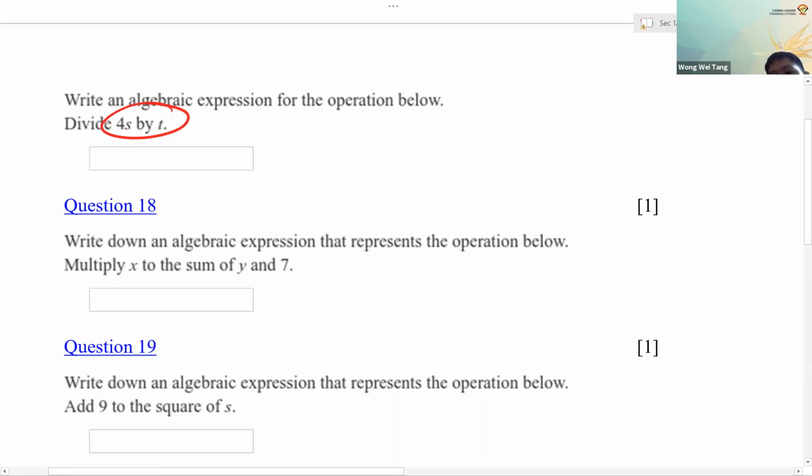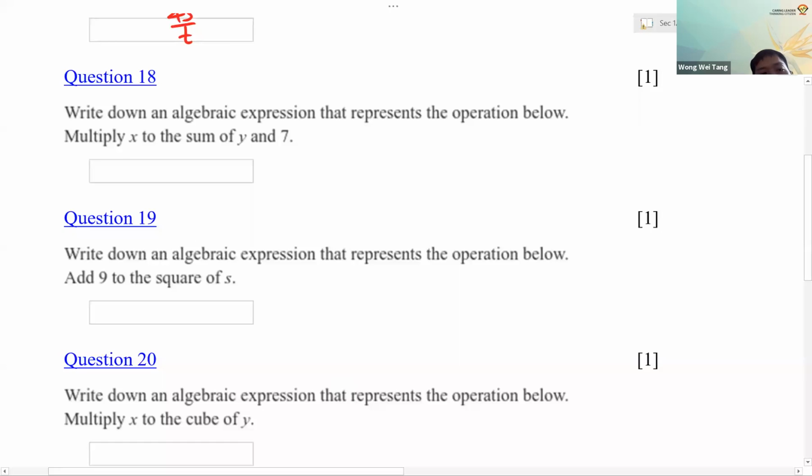Chloe, are you there? 4s over t. 4s over t. Who was that? Who was talking? Chloe, is that you? Yeah. Okay, 4s over t. Thank you.